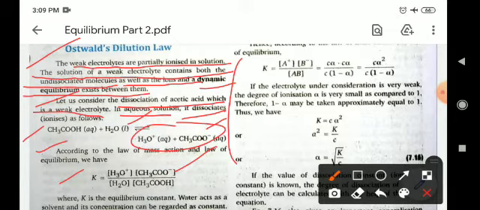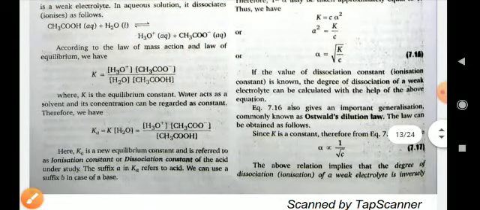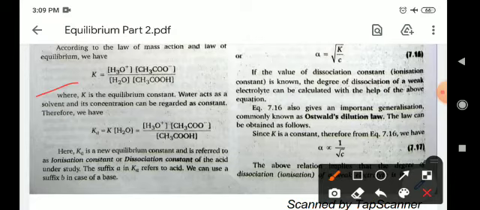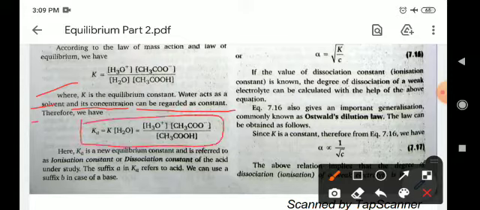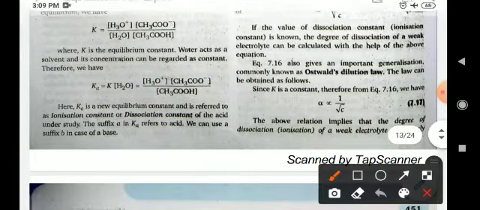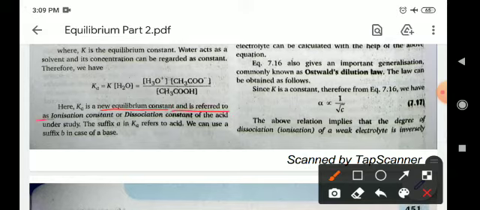Here K is the equilibrium constant, and water acts as a solvent, so its concentration can be regarded as constant. Therefore we have the dissociation constant Ka equal to the active mass of products upon the active mass of reactants, in which water is taken in large amount, so it is basically a negligible quantity. Here K is the equilibrium constant and refers to the ionization constant or dissociation constant of the acid under study. The suffix a refers to the acid.